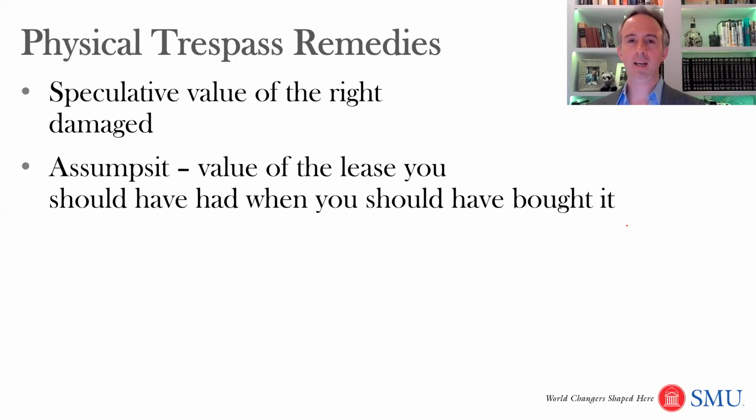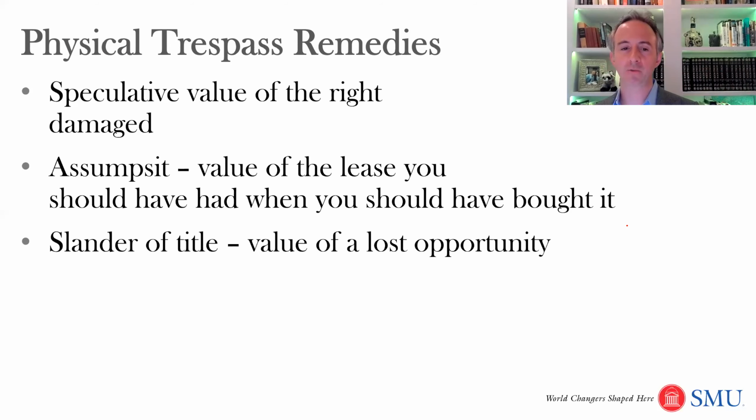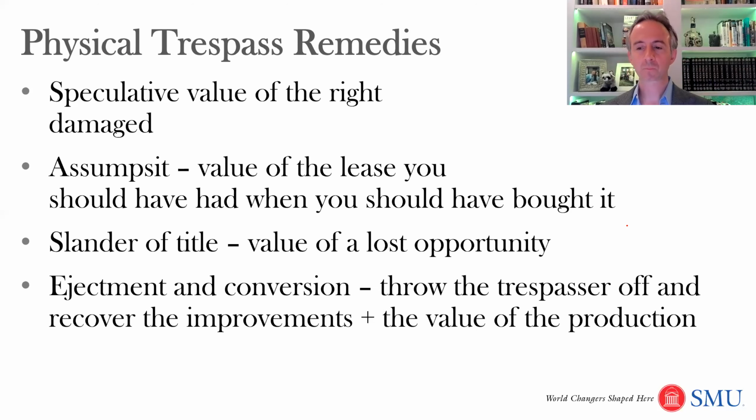Another remedy you can get if somebody wrongfully tests or operates on your land is called assumpsit. And that's the value of the lease that they should have had to take that action. So if they start producing your property, they would have had to lease it from you. What kind of bonus would they have paid you for that? It can be slander of title. So if Grinberg had the opportunity to sell that lease to somebody else, and it went away, you can bring that kind of claim.